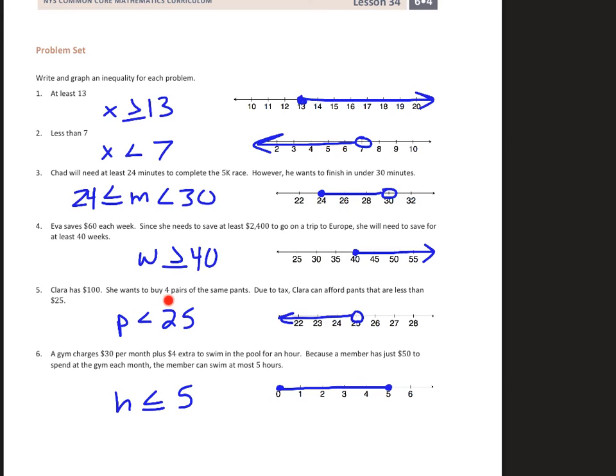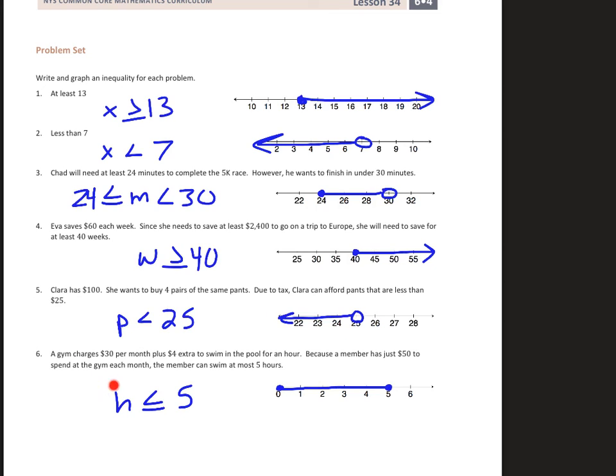$100 to buy 4 pairs of pants. Yay, yay, yay. That means the pants have to be less than $25 due to tax. Cannot be $25. They have to be less than $25 because of tax. If it is $25, it would be at exactly 100, and then we wouldn't cover tax, right? So I'm going to do open circle at 25 because it doesn't include 25, and everything less.